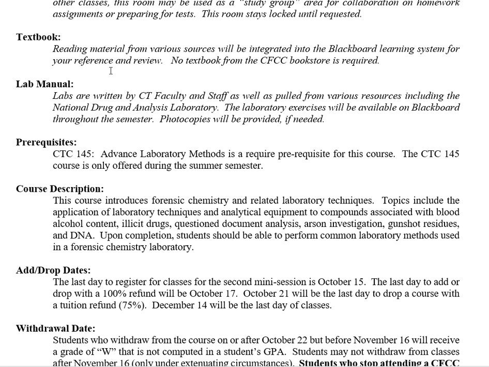Prerequisite, CTC 145. The reason is because this is the class where you become independent in our course and in our program. That independence will get you more comfortable with some of the techniques and making solutions and doing things on your own. And we desperately need that for this class. So that is why CTC 145, the summer course, is going to be a prerequisite for this.